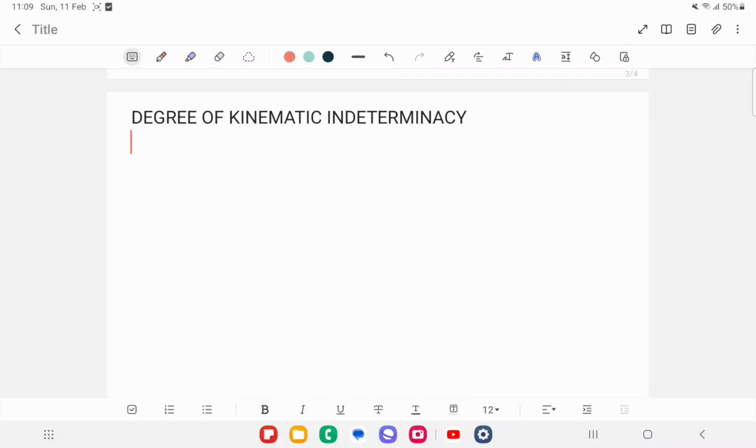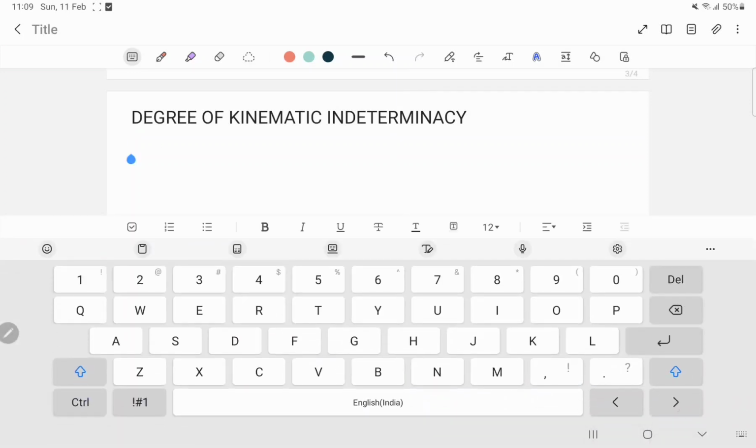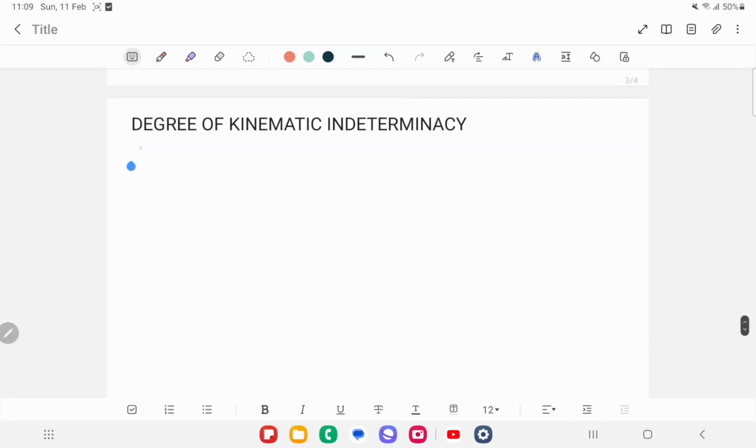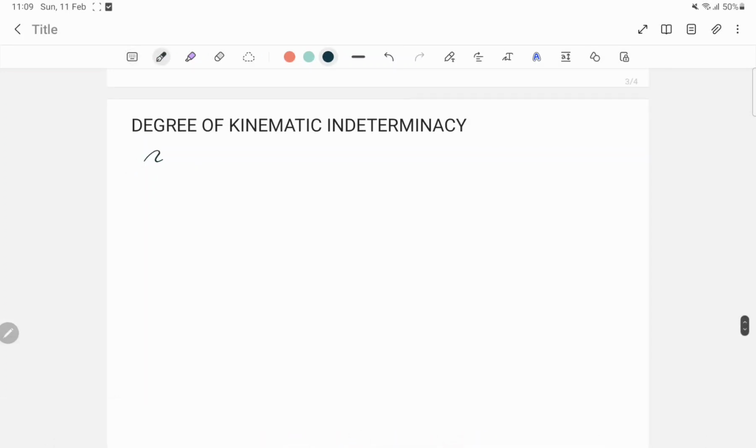Today the topic which I am going to cover is the continuation of my previous uploaded video. So here, degree of kinematic indeterminacy for beams. In today's video I'll be covering the case of the beam neglecting axial deformation.